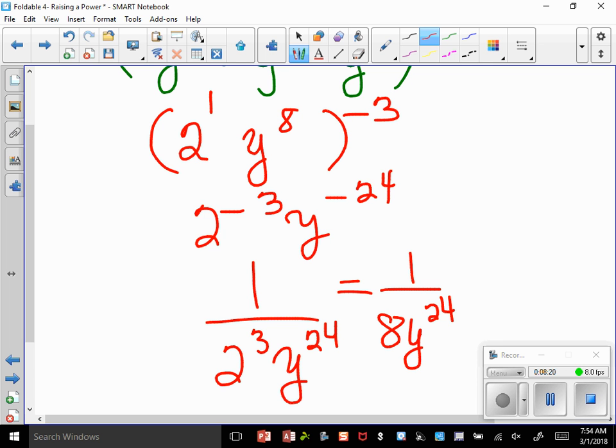So I don't want you to think that you're going to always be dealing with positive exponents on the outside. If you deal with negative exponents, then you're going to obviously have to take the reciprocal. All right, let's take another example.